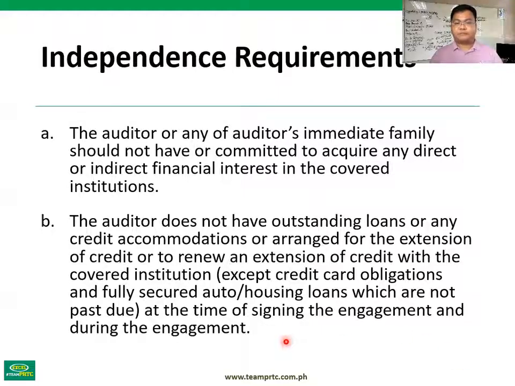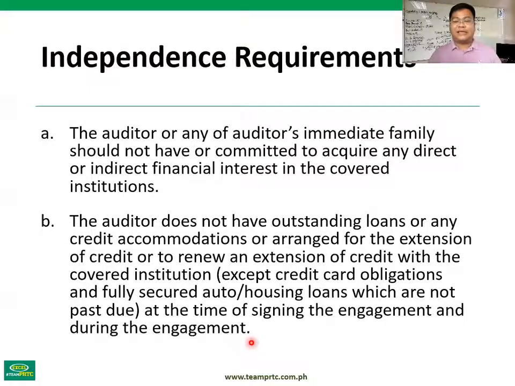Next, letter B, the external auditor should also not have any outstanding loans or any credit accommodations, or arrange for the extension of credit or renew an extension of credit. But take note, except credit card obligations, which are normally available to other credit card holders, and fully secured auto loans and housing loans, which are not past due, at the time of the signing of the engagement and during the engagement.